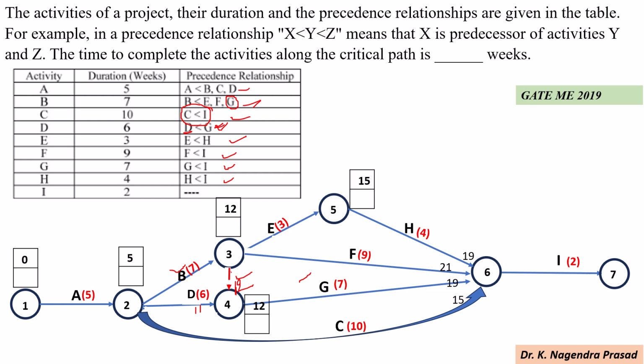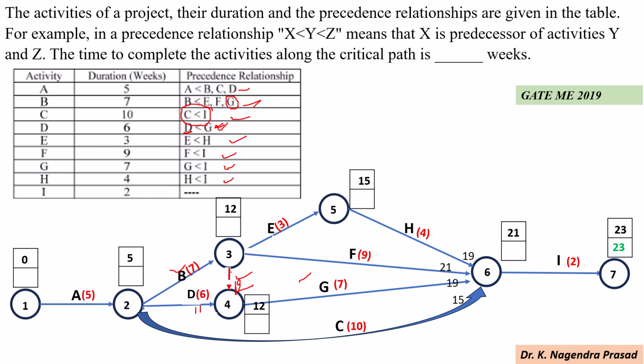So 6 is the merge event for the activities H, F, G and C. Here we have to consider the maximum time, that is 21. Next for activity I, 21 plus 2, it is 23. So next we determine the latest time by the backward pass method and start with the last event, so finish time is 23.